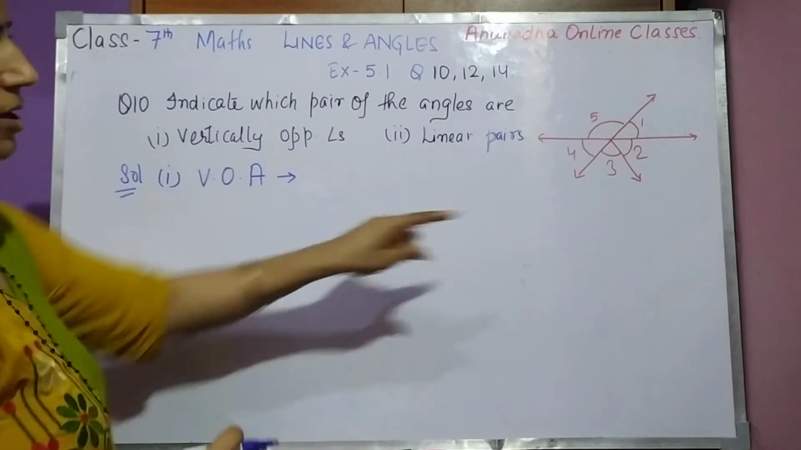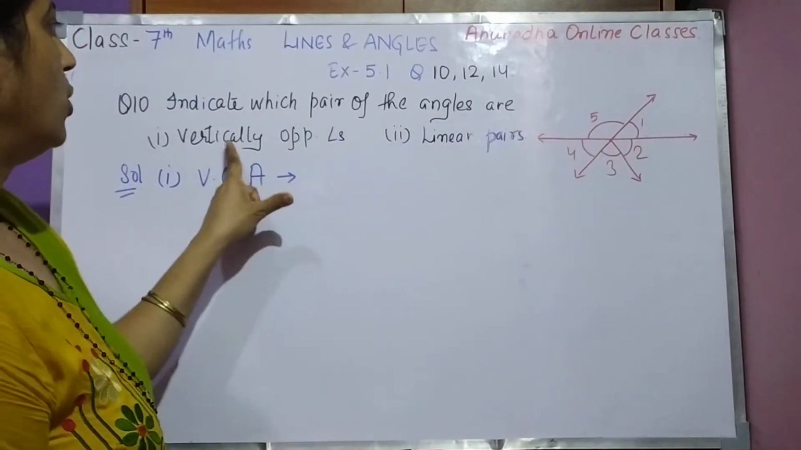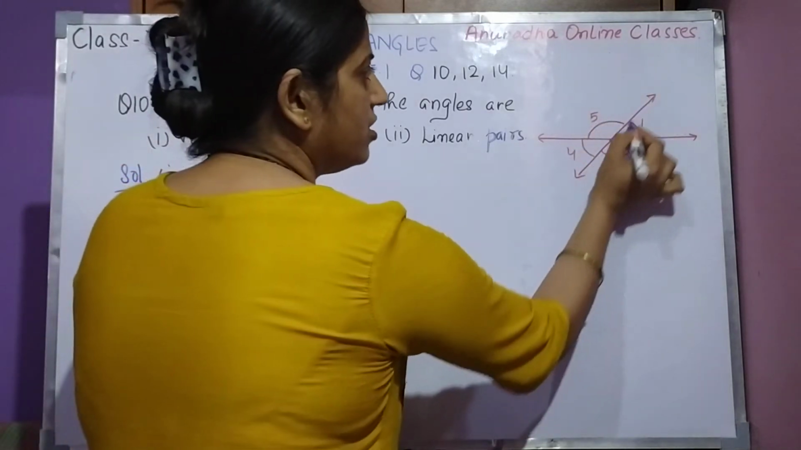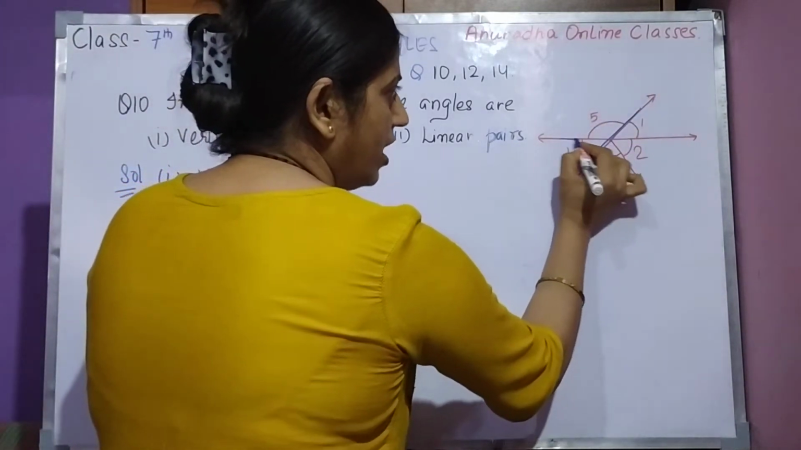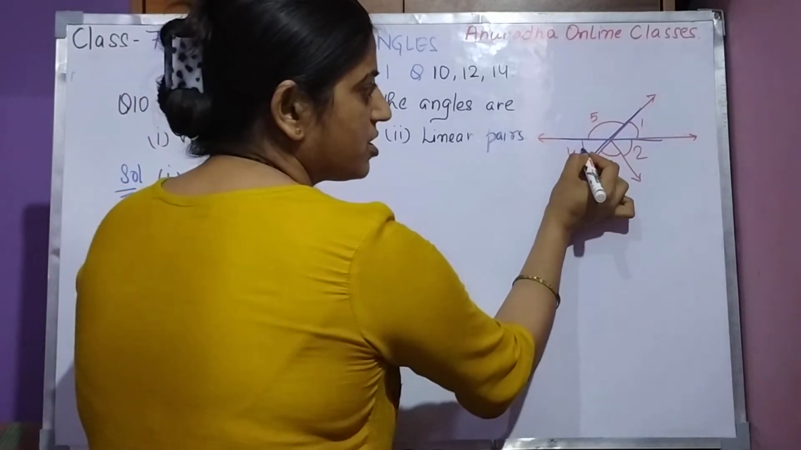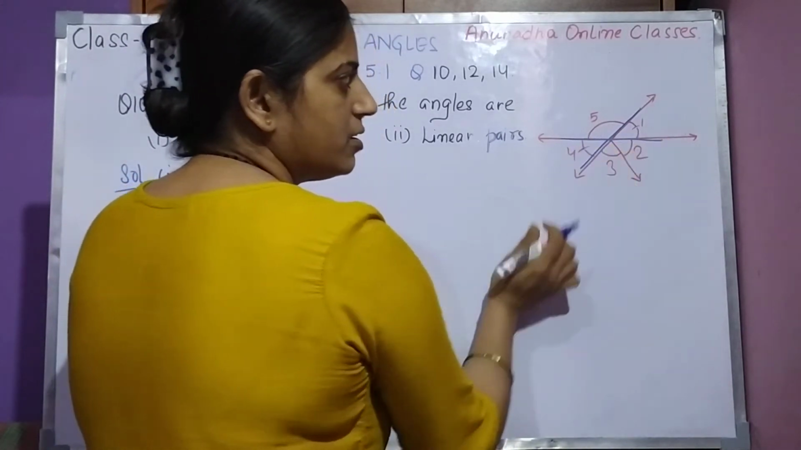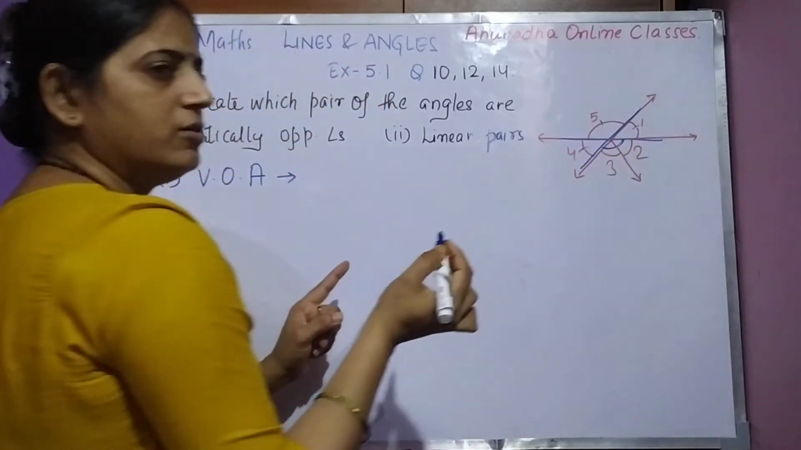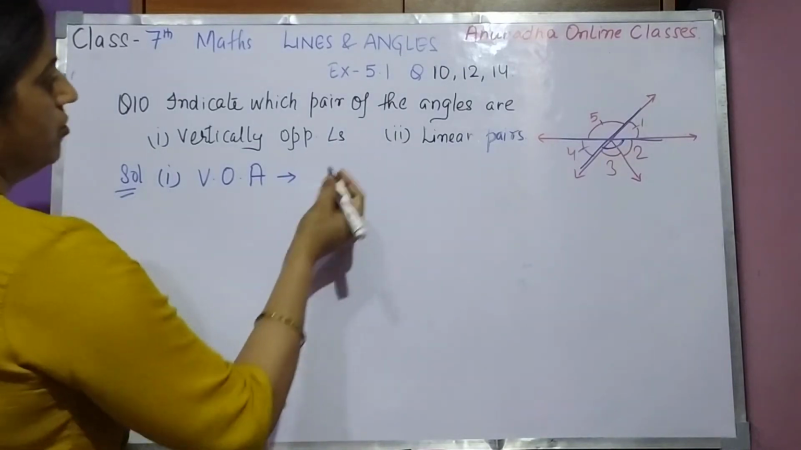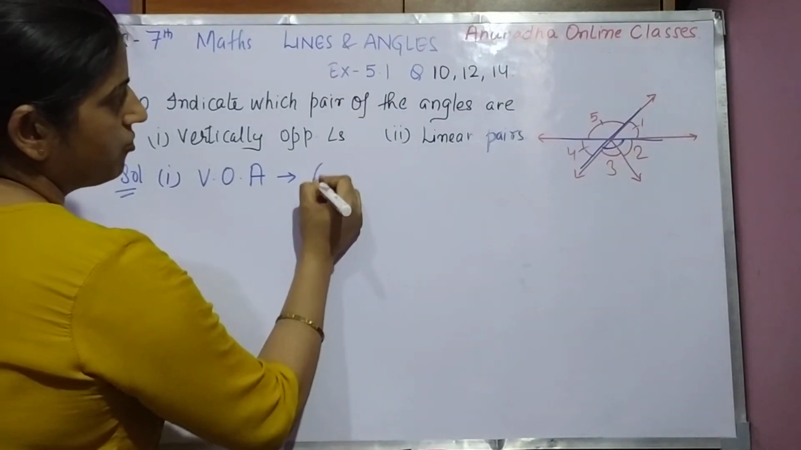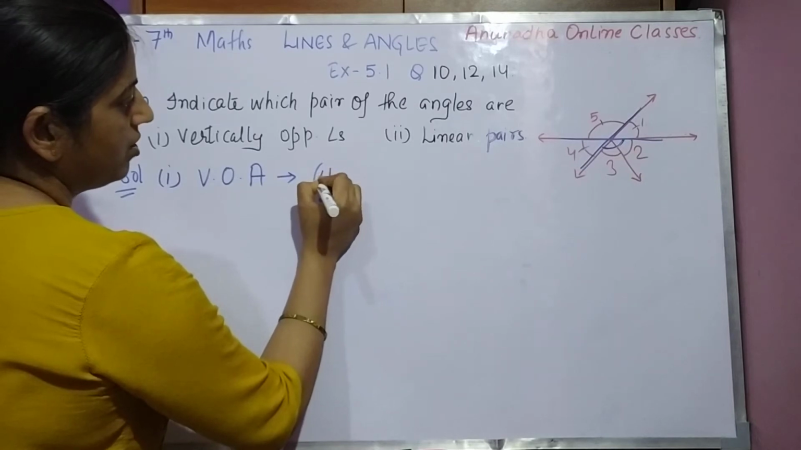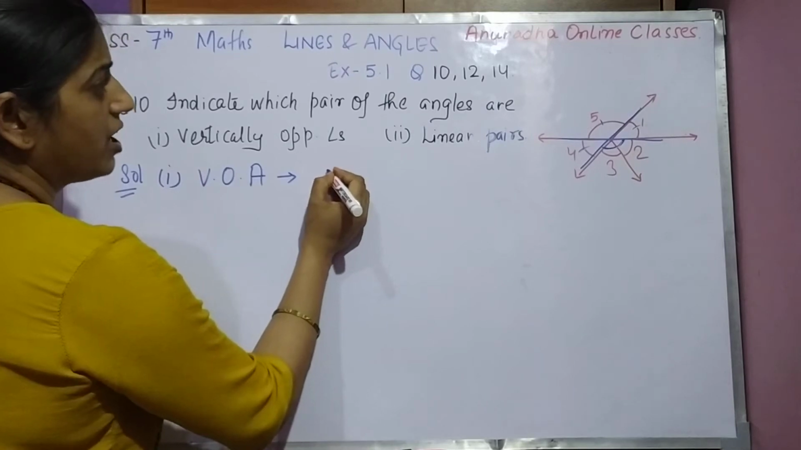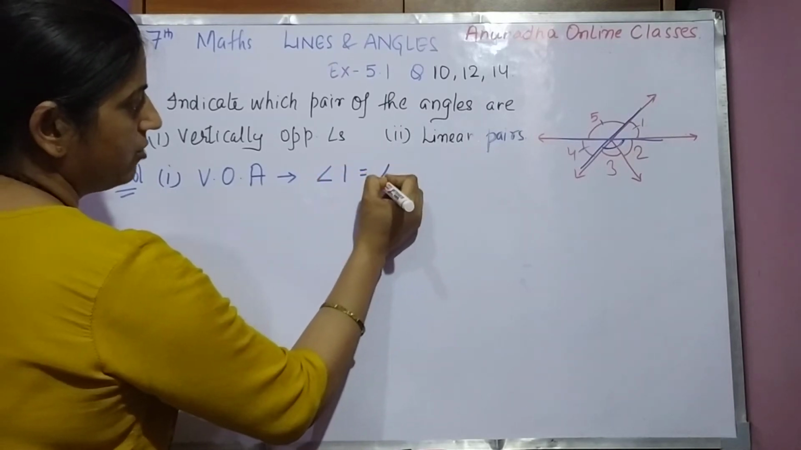Number 1, see, this is the figure. For vertically opposite angles, one thing you have to keep in mind is that there should be intersecting lines, this one and this one, right? So which will be the vertically opposite angles? This, right? And this one and this complete. Okay, so what is the vertically opposite angle? The pair of vertically opposite angles is angle 1 and angle 4. As vertically opposite angles are equal to each other, angle 1 is equal to angle 4.